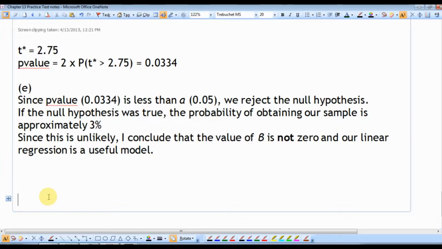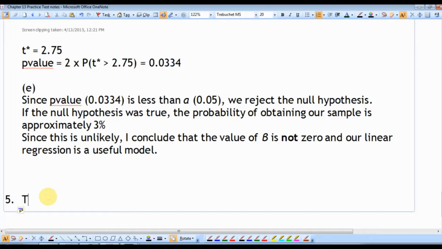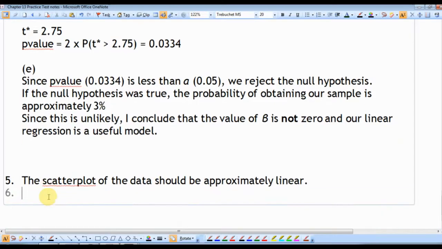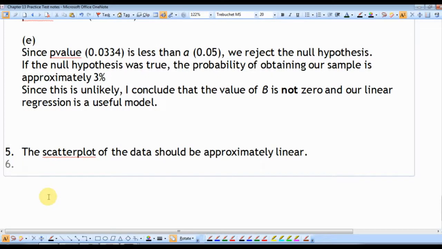A t-test on the value of beta in a regression line is to be performed. In order to satisfy the conditions for the test, what would be the ideal shape of the scatter plot of the data? The scatter plot of the data should be approximately linear. Shouldn't be surprising, that answer. Everything we're doing here is for things to be linear.